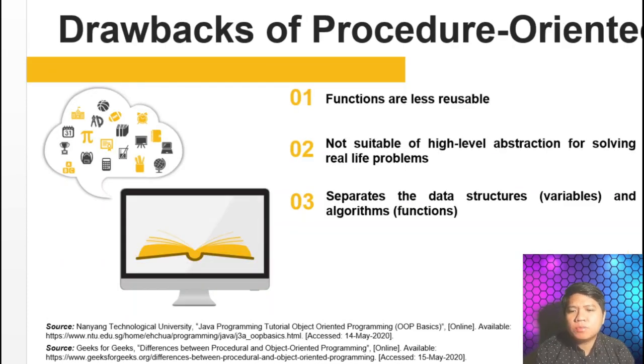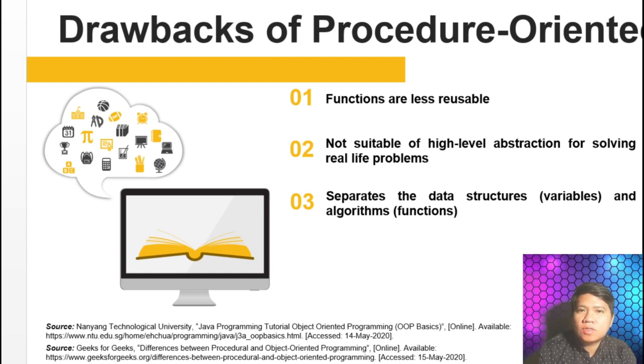So these are the specific drawbacks of procedure-oriented programming. Number one, functions are less reusable. It is very difficult to copy a function from one program and reuse it in another program because the function is likely to reference the global variables and other functions. So it is not that reusable, because the only way for you to reuse this function is to copy the code and paste that code into your own new project.